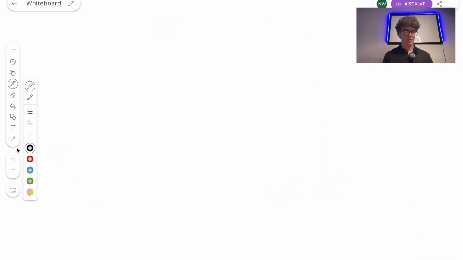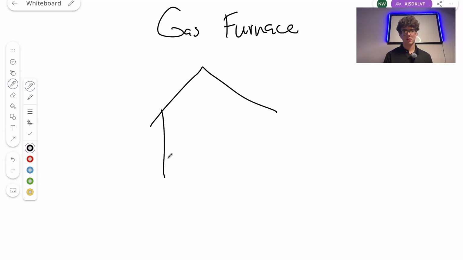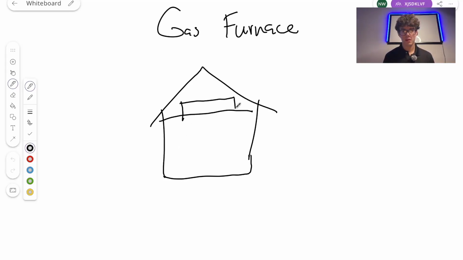All right, now we have gas furnace for heat. I'm going to talk a little bit about that. So gas furnaces are normally living in the attic. They can live in a closet or something like that. But these guys are pretty simple. I love gas furnaces. Easy to work on, at least for me.